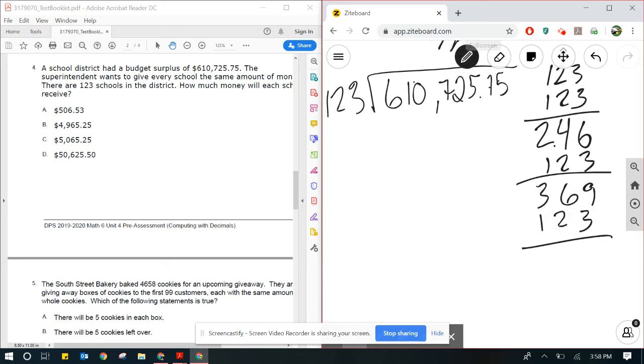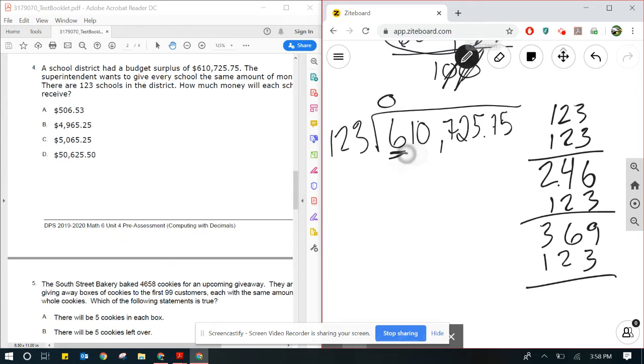123. Remember, 120 does not go into 6. That's 0. It is not going into 61. That's 0. So I'm trying to get into 610. So if I look down here, I've got 9. That's 12, 2, carry the 1. 6, 7, 8, 9. This is 492.